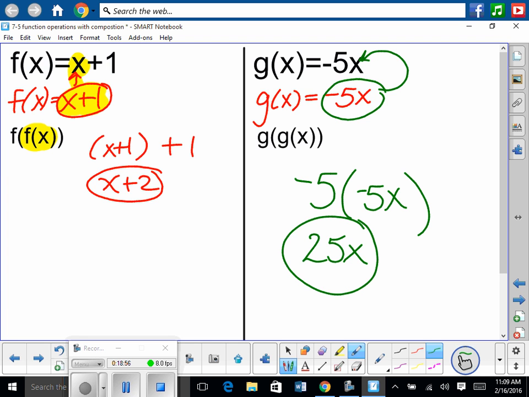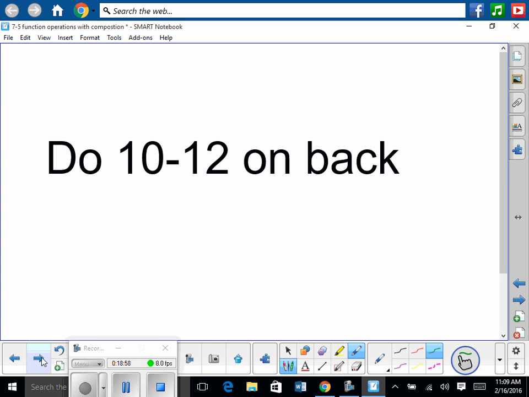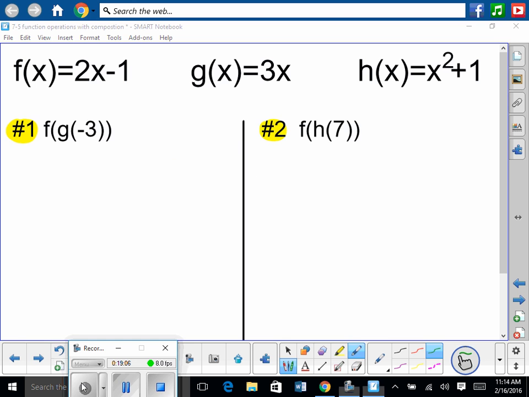Okay. So you're going to go onto the back page, do 10 through 12. On the back, check your answers with me. Then do not move on. Just do 10 through 12 on the back. Check with me, we'll move on. Yeah, be really careful not to mix up multiplication and function composition. It's easy to mistake it.